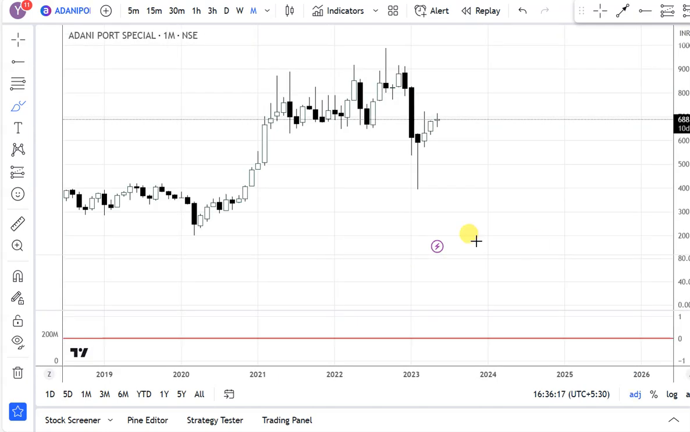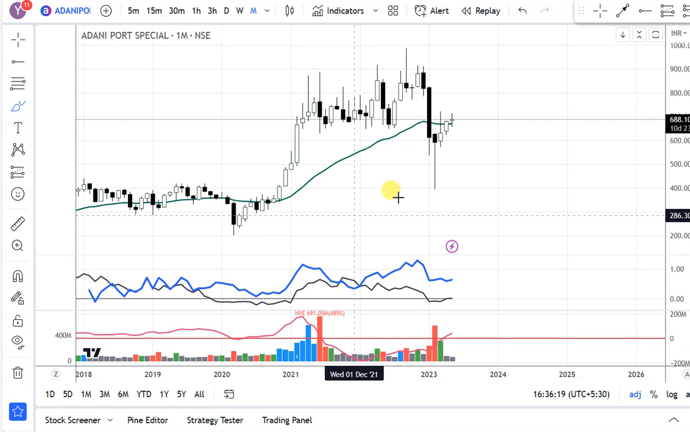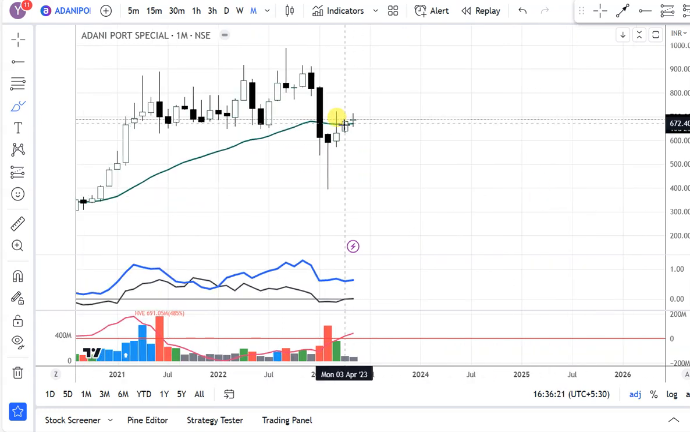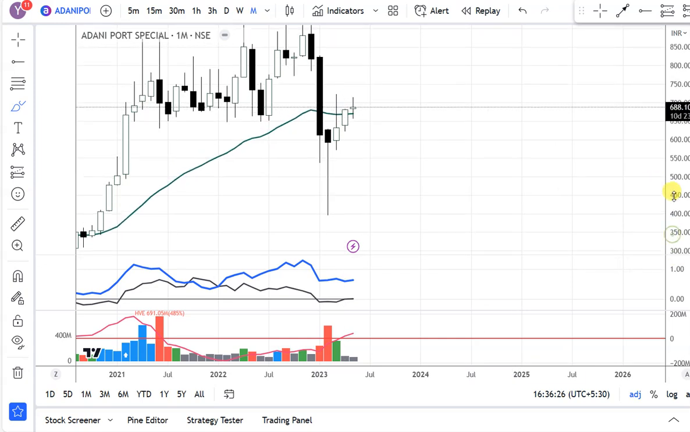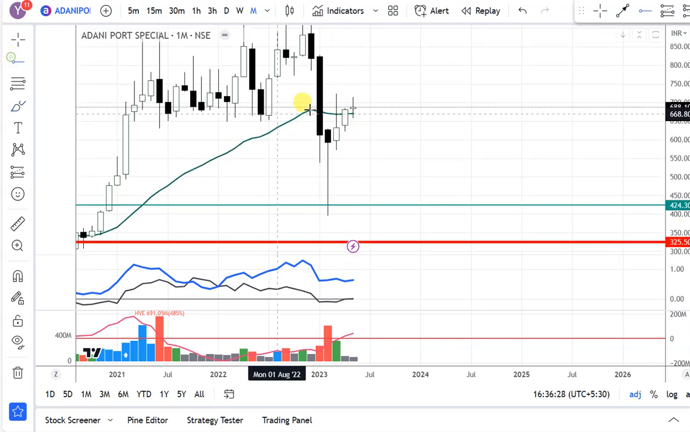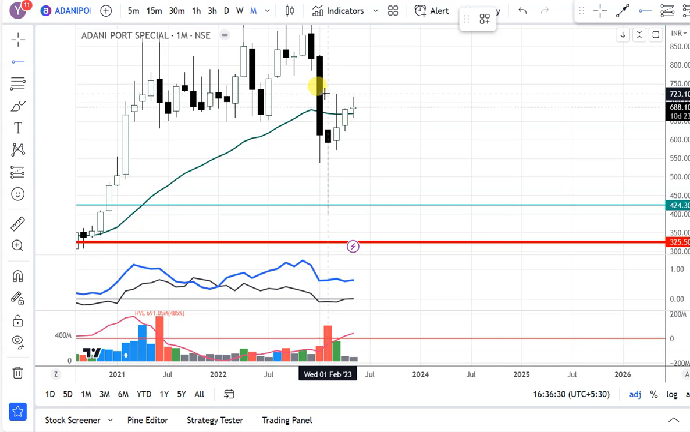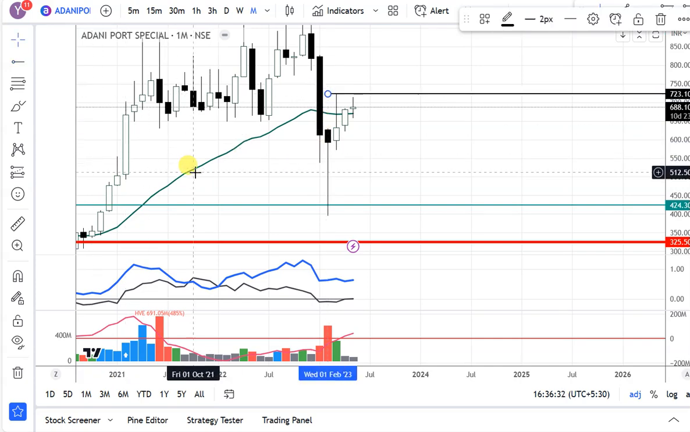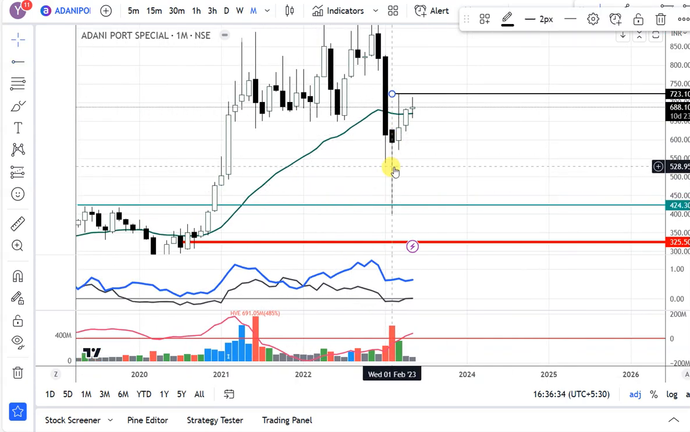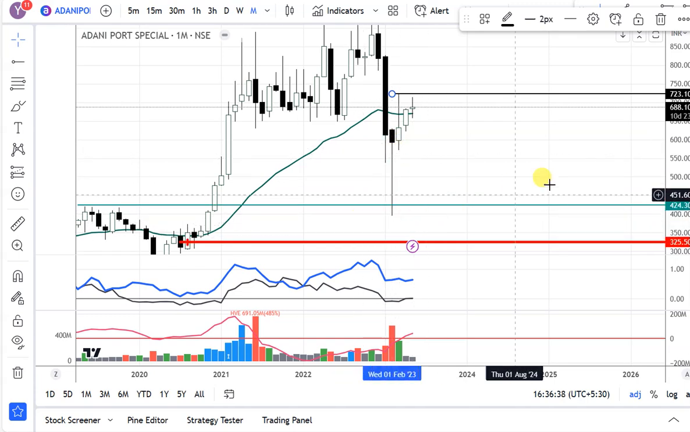Adani Port. Adani Port has given a closing above 30 EMA as of now. Okay, and it's a strong candle, it's not a weak candle, but it is taking a resistance from this higher candle of 723. The spin bar is also telling us that the buyers have pushed the stock from 423 to 723. Almost it has been like 90% rallied over there.